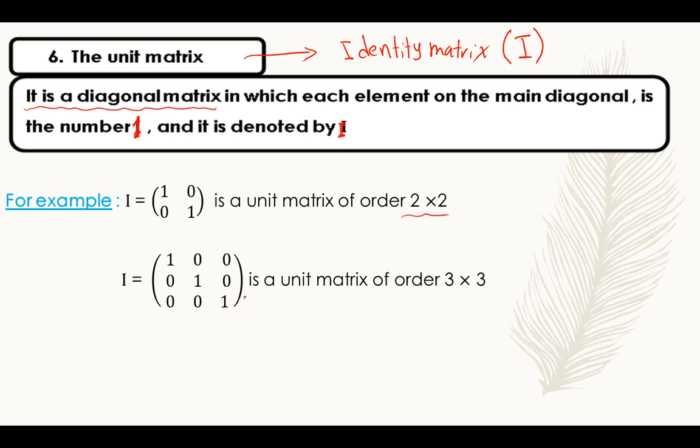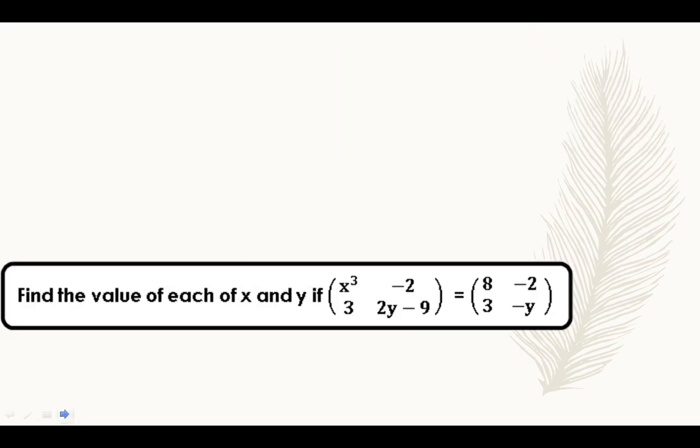The number of rows equals 3 and the number of columns equals 3, so this is a matrix of order 3 times 3. The elements of the main diagonal are ones, all equal to 1. So this is what we call the unit matrix or the identity matrix.